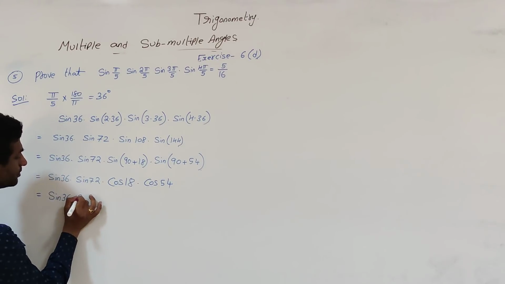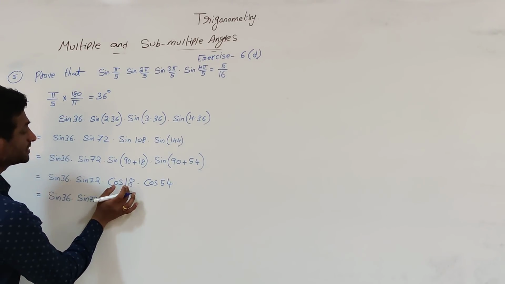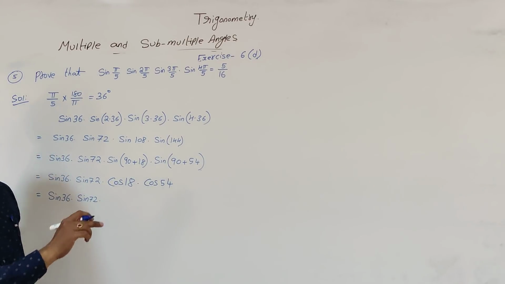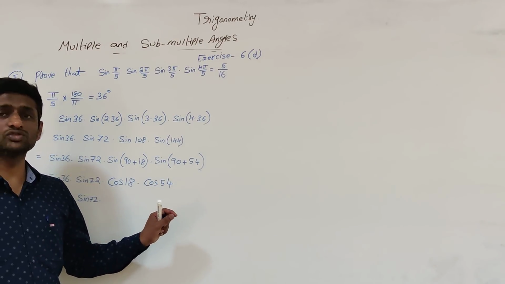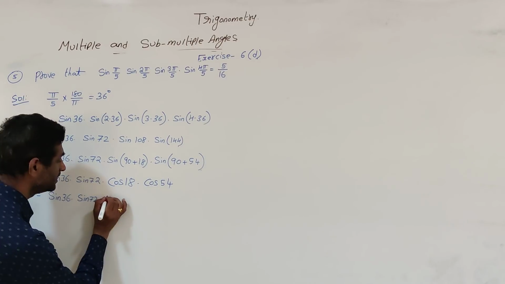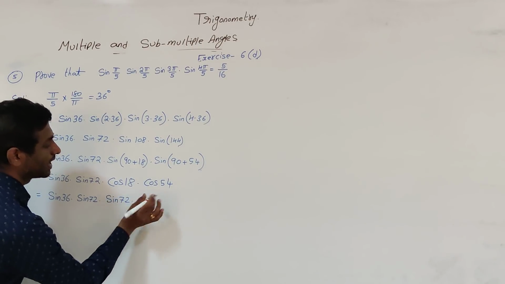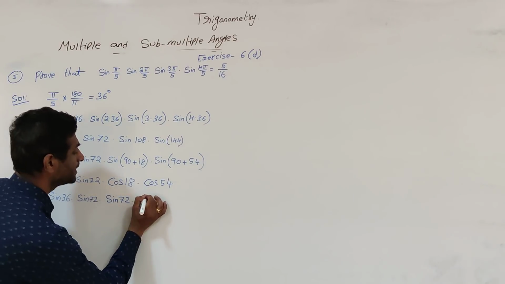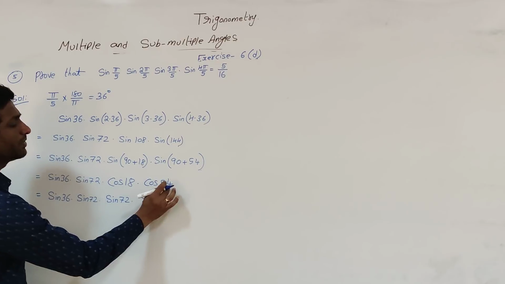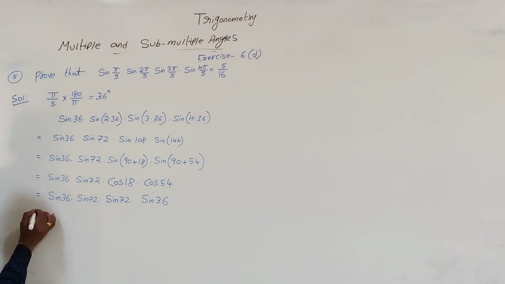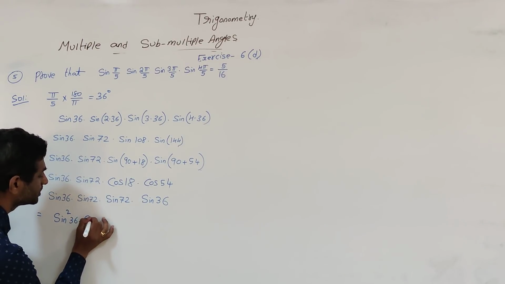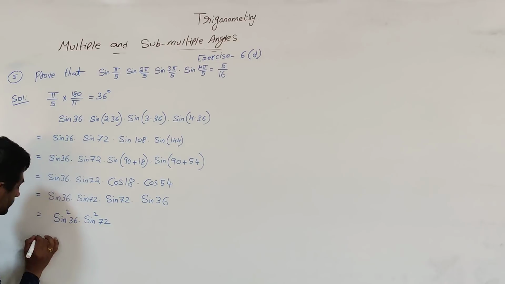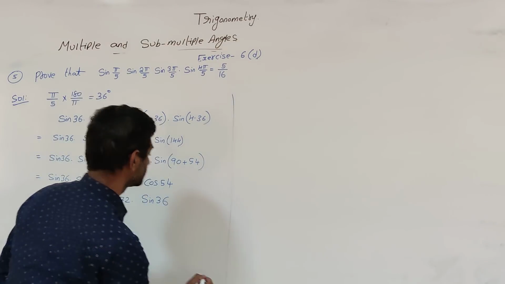Sin 36 into sin 72 and cos 18 degrees. The complementary of 18 is 72, which means the values of cos 18 and sin 72 are the same. So cos 18 is equal to sin 72, and cos 54 is the same as sin 36 because the complementary of 54 is 36. So sin 36 into sin 36 is sin square 36, into sin 72 into sin 72 is sin square 72 degrees. So what is the value of sin square 36?